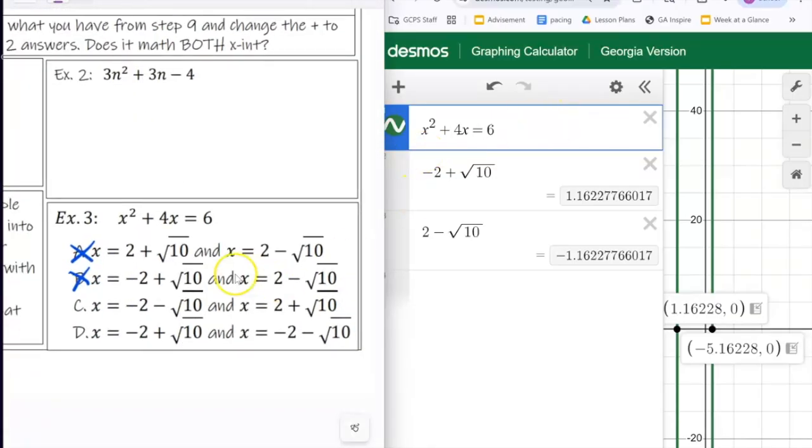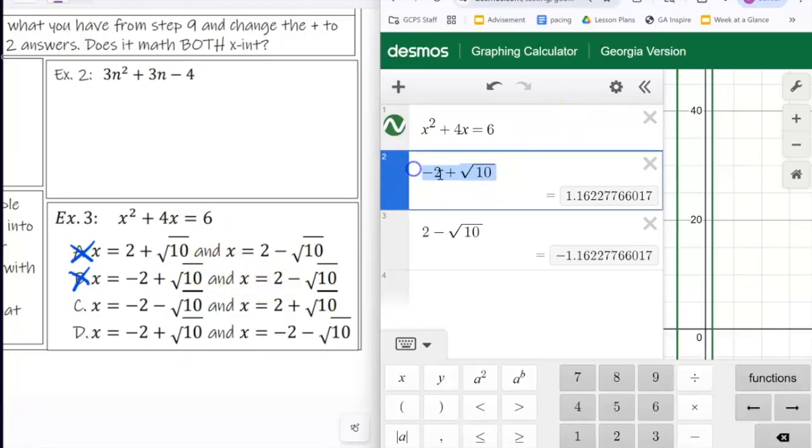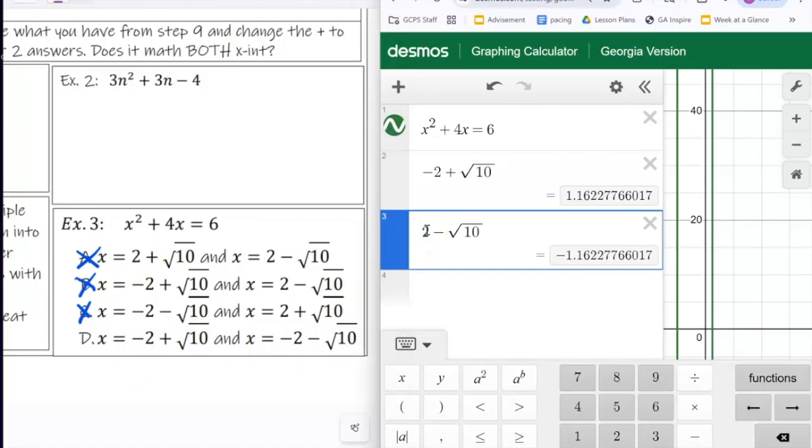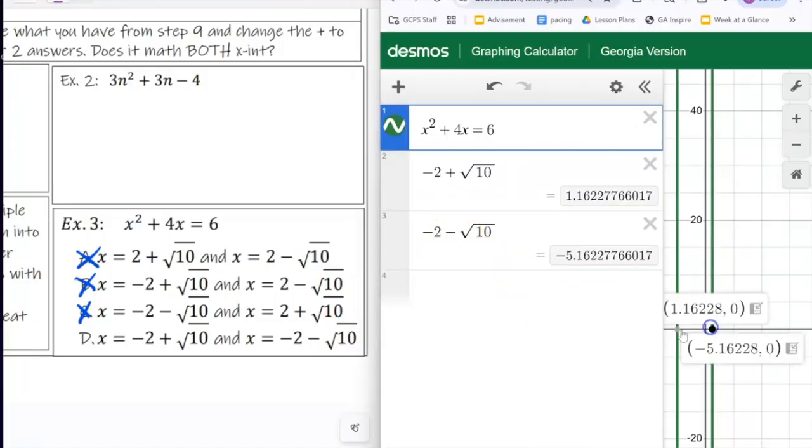Now we're going to go to the next one. Well, I already know this one is an answer, negative 2 plus radical 10. So I know this one cannot be an answer. I'm not even going to waste my time putting that in. So it must be D because we have negative 2 plus radical 10. And this next one needs to be negative 2 minus radical 10. So if I put a negative 2 minus radical 10, is that what my solution is? And I'm just going to check both of them. Yes, that matches, so that answer is D.